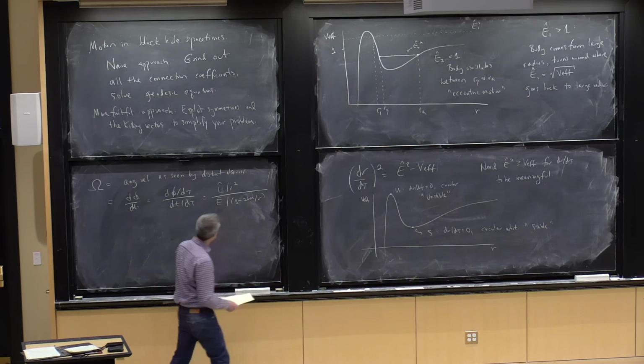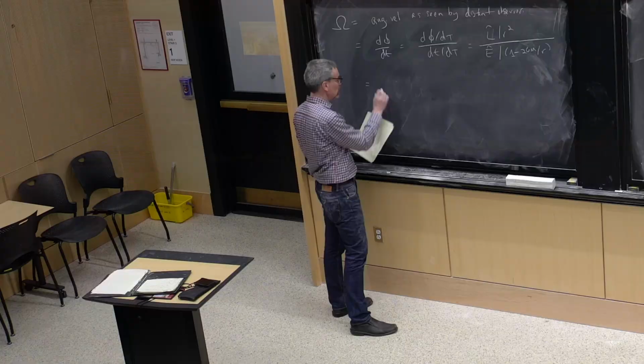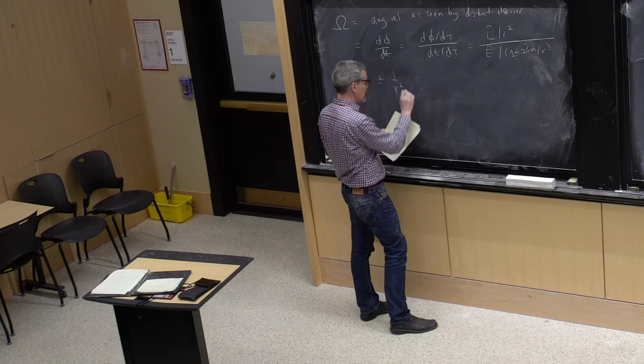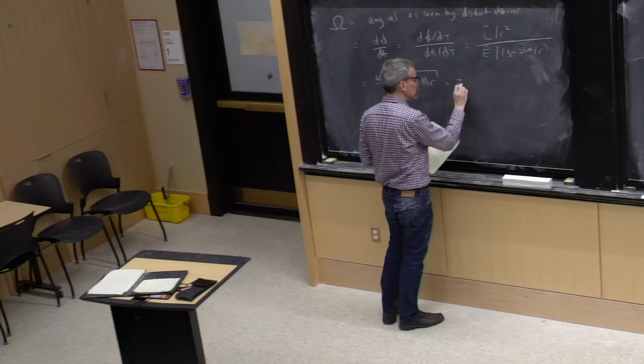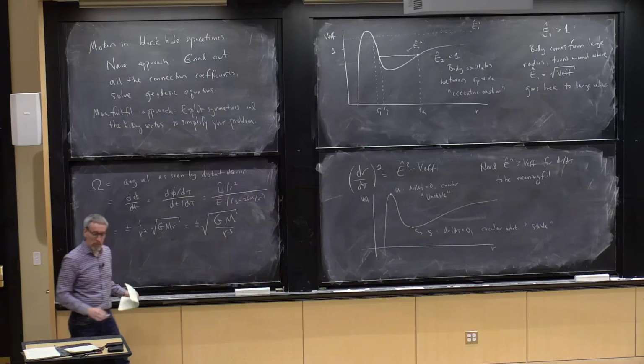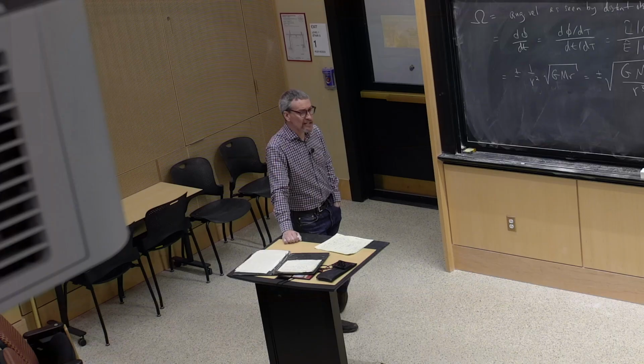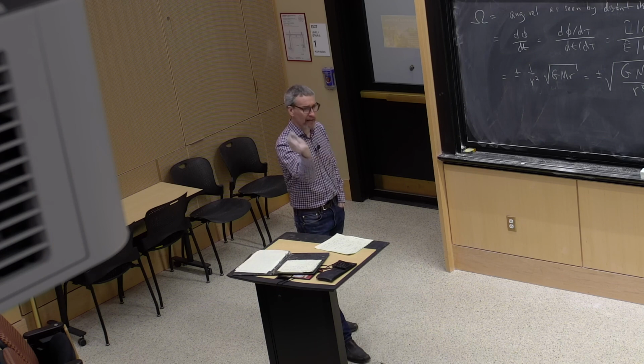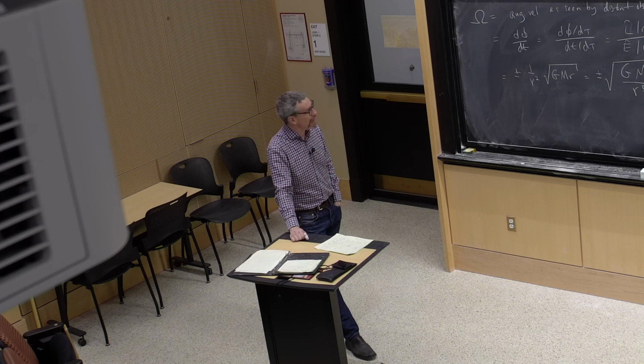So this becomes plus or minus 1 over R squared, square root of GMR. Looks like this. Plus and minus basically just correspond to whether this motion is going in the same sense as your phi coordinate or in the opposite sense. Okay, so there's really no physics in that. It just comes along for the ride that both behave the same.